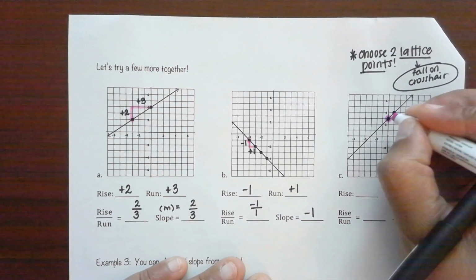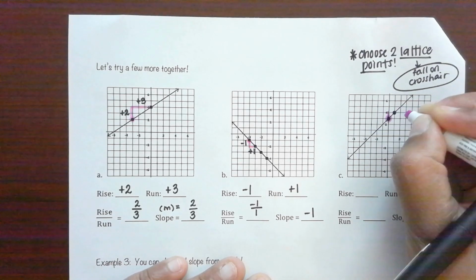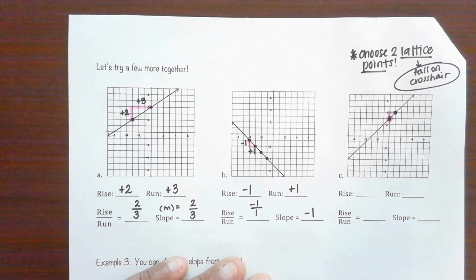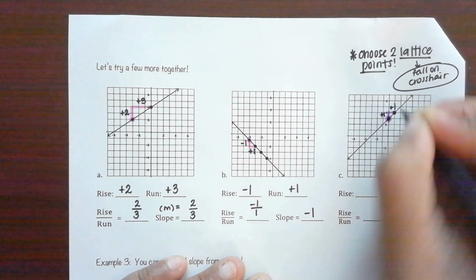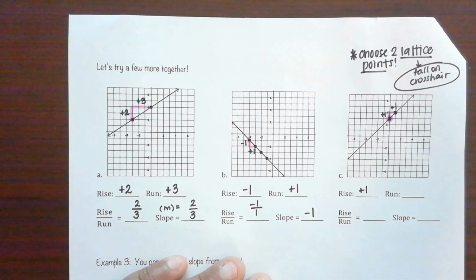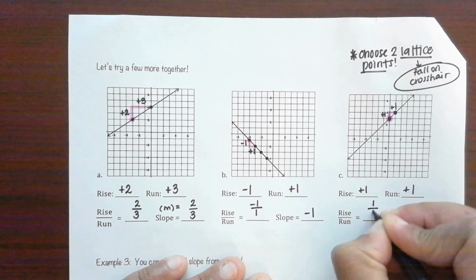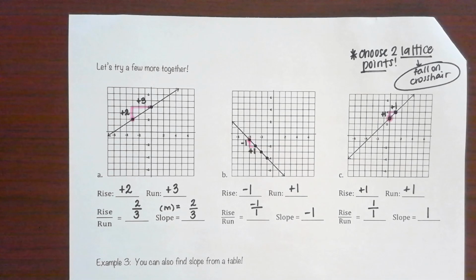Where do I have to go to get to my next point? Up once, and then in which direction? The right. There we go. So what is my rise? What's my run? So how do I write it as a fraction? What do you get when that simplifies? Perfect. Does that make sense?